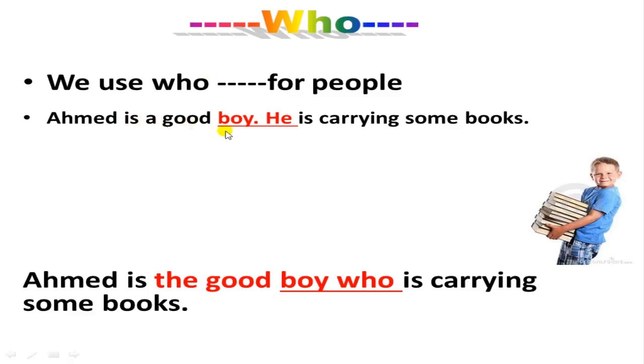Ahmed is a good boy who is carrying some box. Omit he. Delete he. So here we omit he, we delete he, and write who. Ahmed is a good boy, he's carrying some box. Ahmed is a good boy who is carrying some box. Box, American, British box.